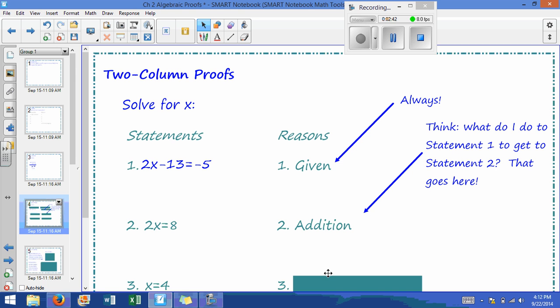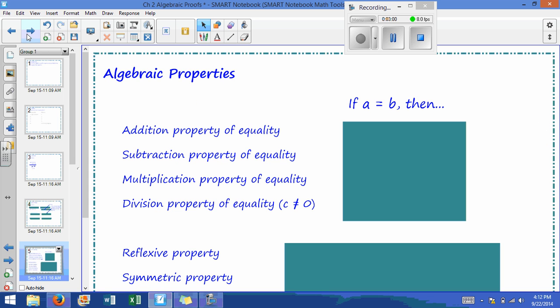Reason 3 is going to be related to statement 2. How do I go from statement 2 to statement 3? Well, I divided both sides by 2. So I'll just call that division. These things right here, this addition and division, are called algebraic properties. So that brings us to our next slide.